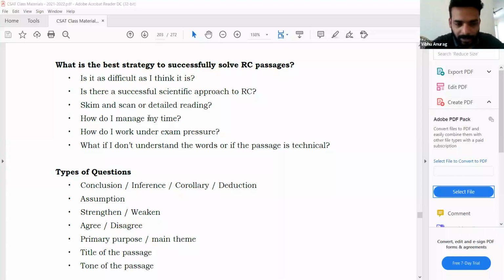Okay, now let's get some basics in place, then we'll start with passages. So first of all, the CSAT exam is 120 minutes and you have 80 questions.